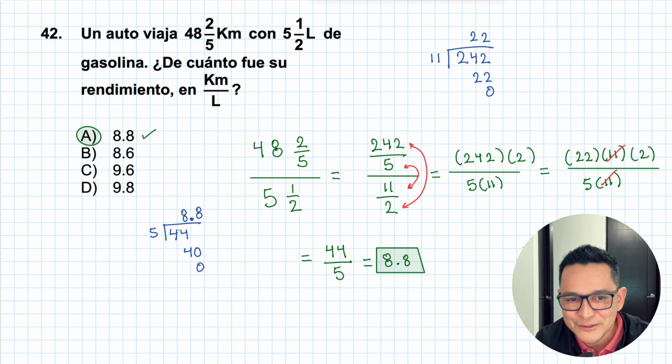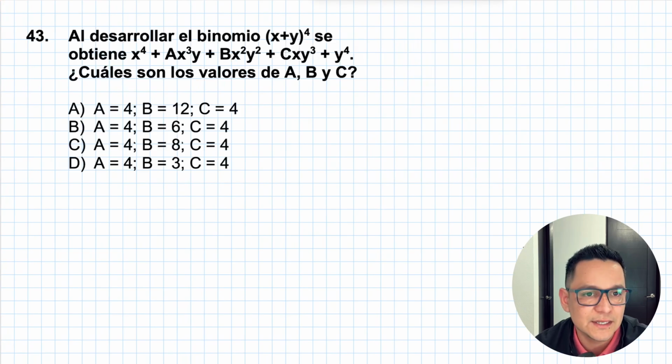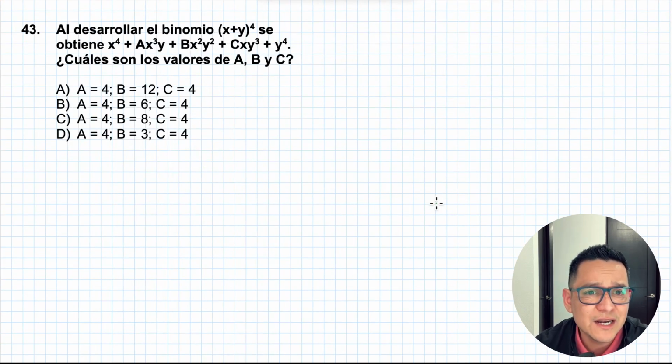That's it. Let's move on to exercise number 43, which says, when expanding the binomial x plus y to the fourth power, you get, and well, they give us an expansion.